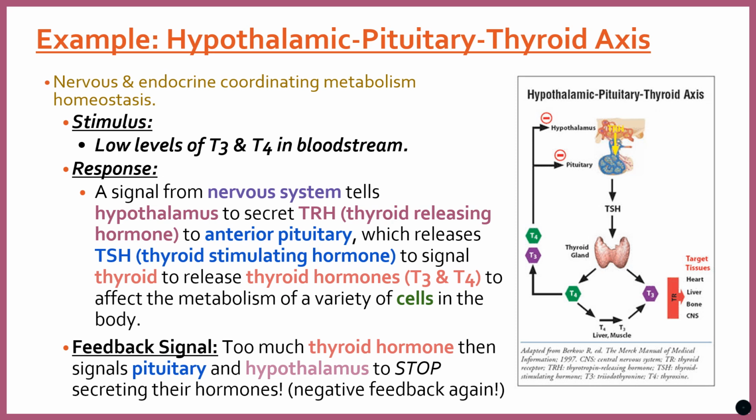We don't want too much thyroid hormone in the system, just like we don't want too little. So again, as we have a lot of that thyroid hormone building up in the blood, this is going to signal the pituitary and the hypothalamus to stop secreting that hormone. Again, this is a negative feedback loop. That is all that I really have for you as far as just specific examples on this.